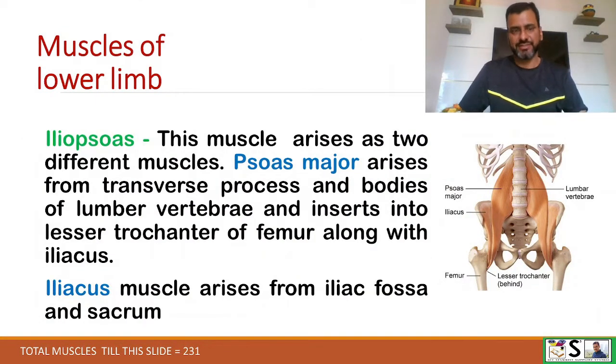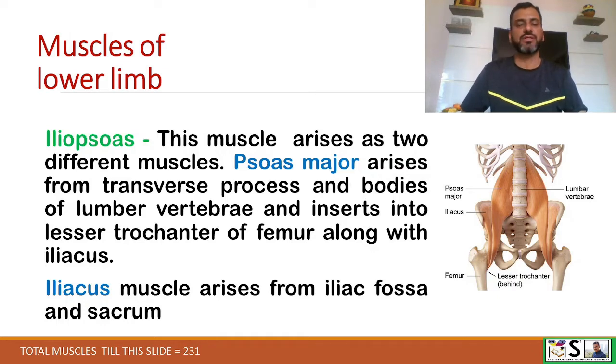In the leg, the first muscle is Iliopsoas. This muscle arises as two different muscles, psoas major and iliacus. Psoas major arises from the transverse processes and bodies of lumbar vertebrae and inserts into the lesser trochanter of the femur along with iliacus.